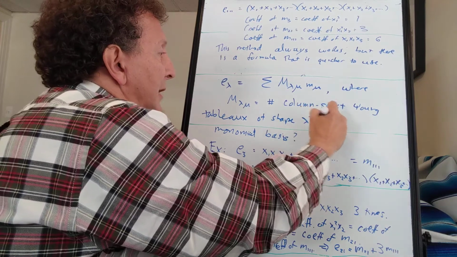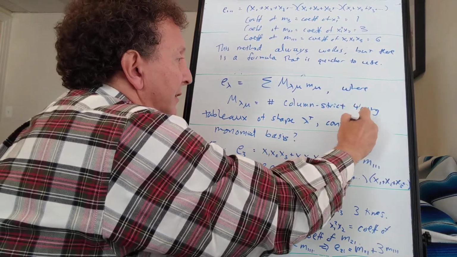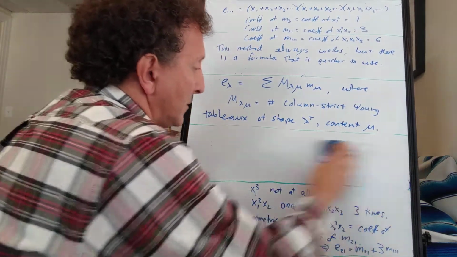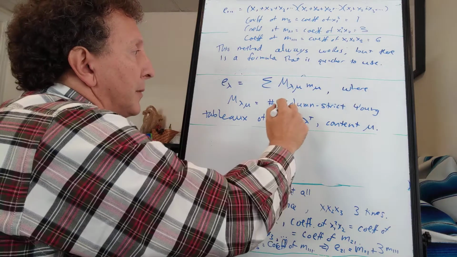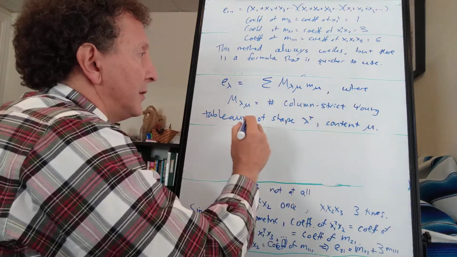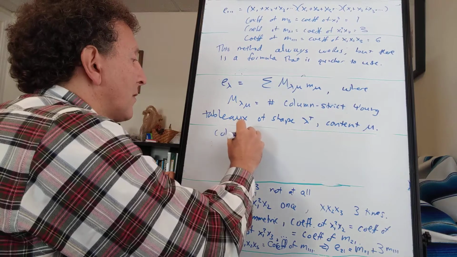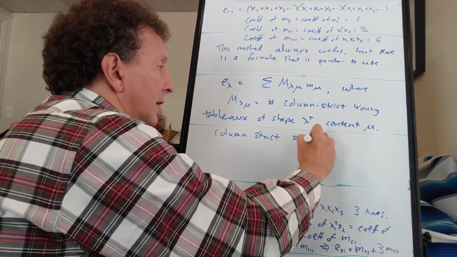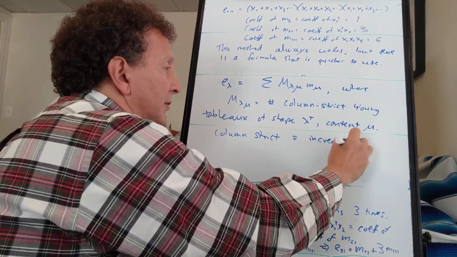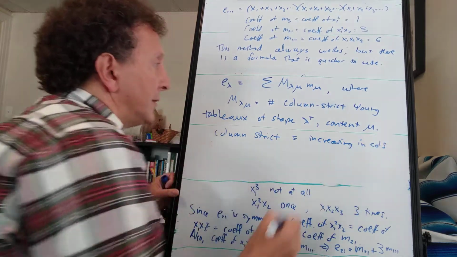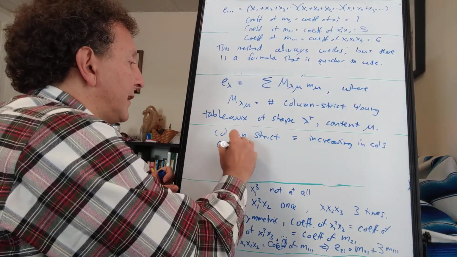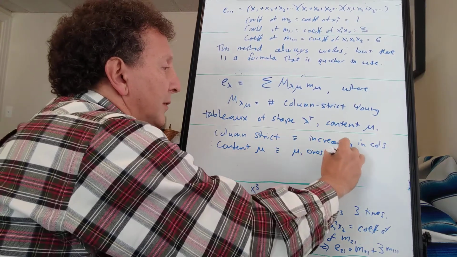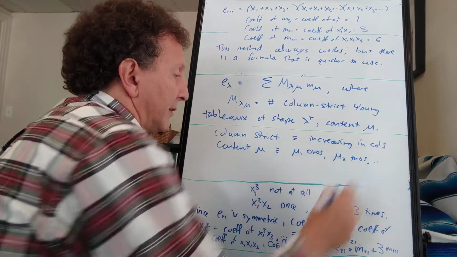Of shape lambda transpose and content mu. So column strict means increasing in columns. And content mu means mu1 ones, mu2 twos, etc.